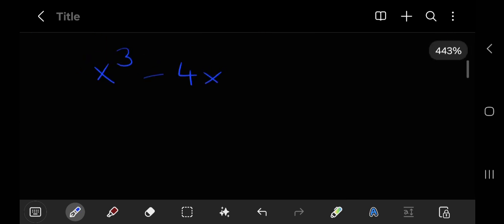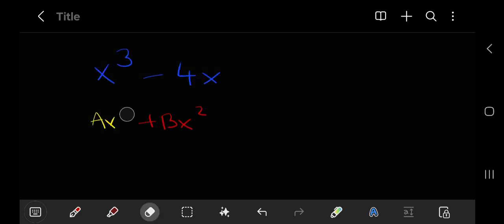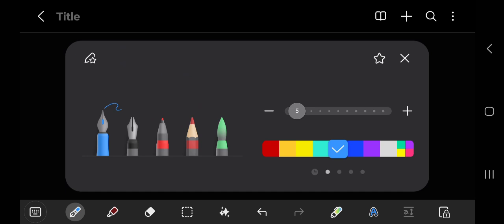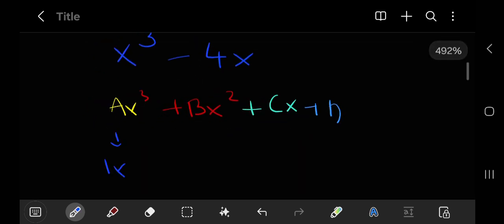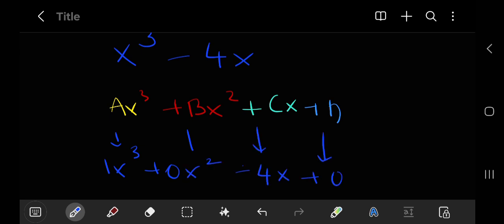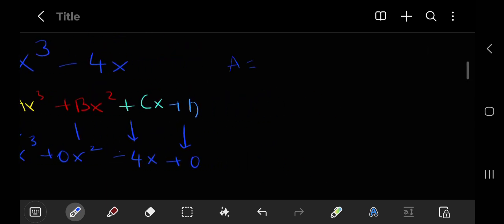So here is the last problem which will make you master it. Here x³ − 4x. Ax³ + bx² + cx + d is my general form for a cubic, but two terms are missing. So how do you write that? Let me show you: 1x³ + 0x² − 4x + 0. You don't have those two terms, so I'm keeping the coefficient as 0. So here my a = 1, b = 0, c = −4, d = 0.